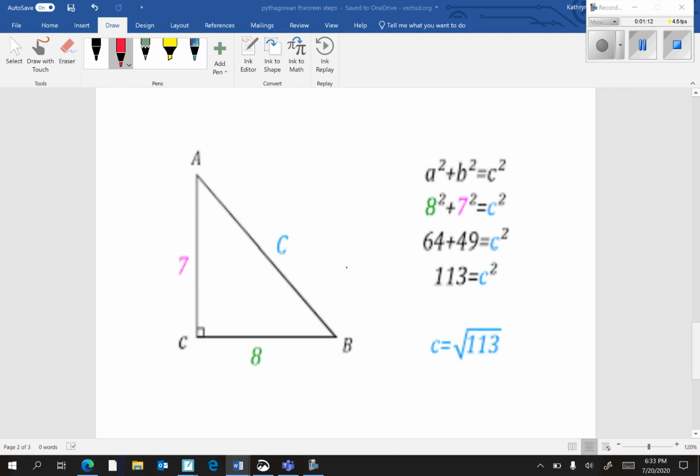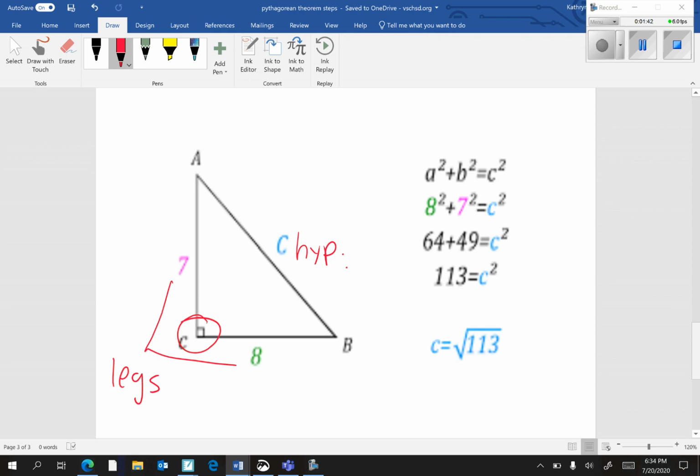Let's look at an example. So we have right triangle ABC, notice our right angle, and I have legs 7 and 8, and I'm looking for the length of AB, which is represented as C, which is my hypotenuse. So we input these values into the Pythagorean theorem. a squared plus b squared is equal to c squared. So our legs, which are 8 squared plus 7 squared, is equal to c squared. We're finding the length of the hypotenuse.